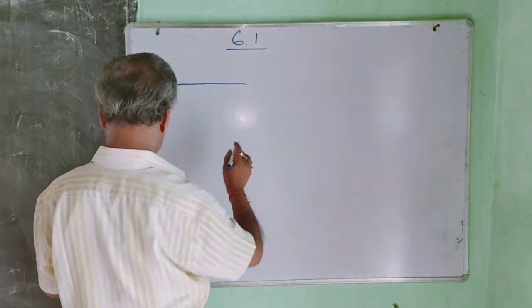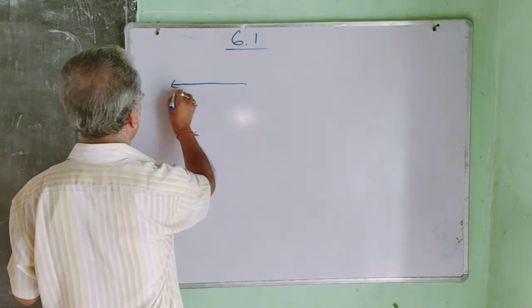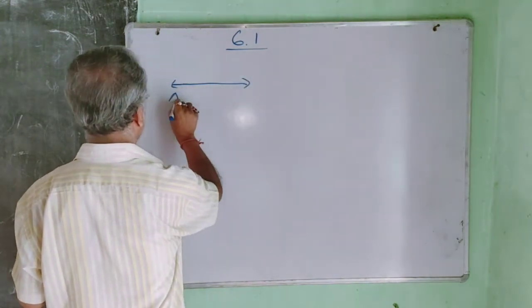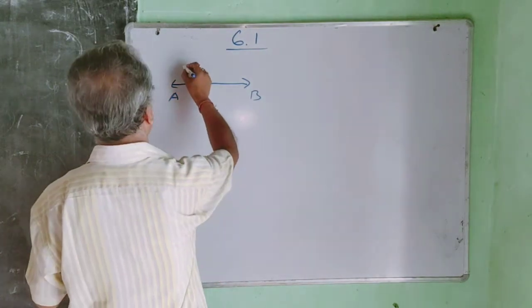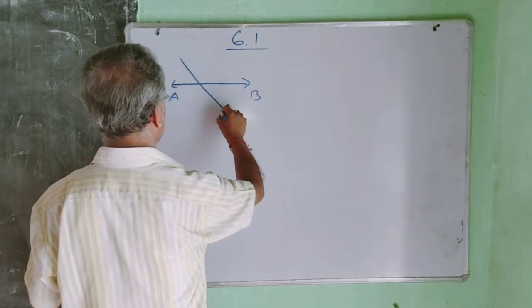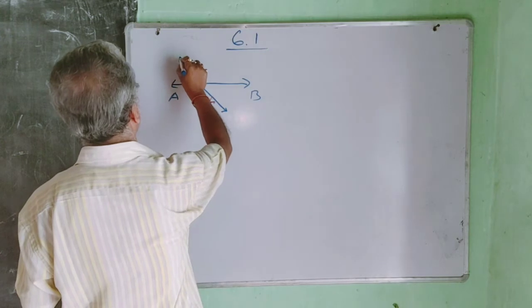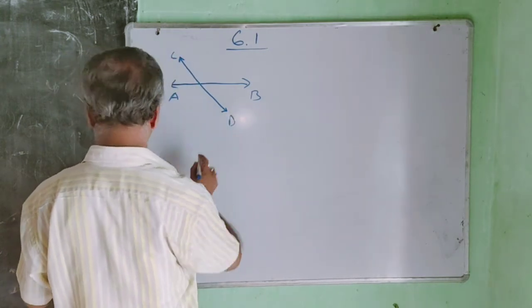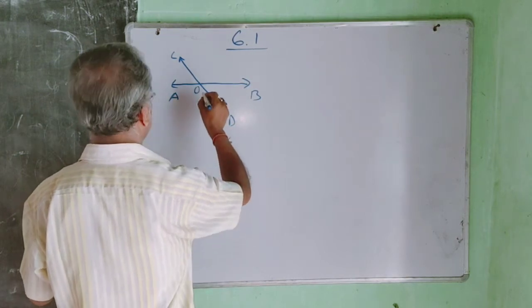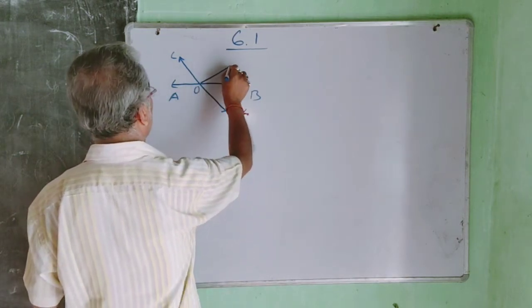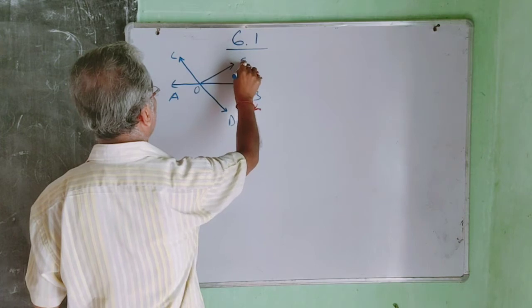The figure is, here is a straight line AB, and another line CD intersects it. CD intersects AB at O, and there is another ray OE.